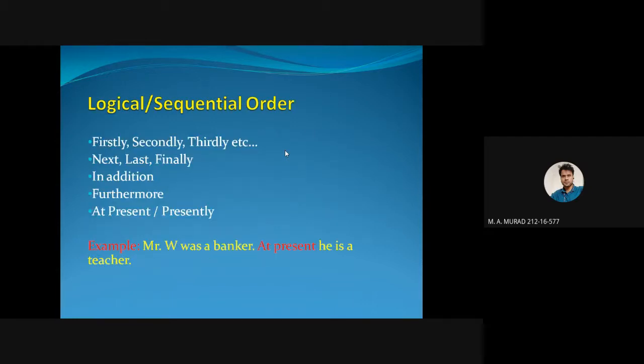The first topic is sentence connectors for a logical sequential order. To introduce clauses sequentially, we should use firstly, secondly, thirdly, next, last, in addition, furthermore, those words. For example, Mr. W was a banker. At present, he is a teacher. So the marked words, at present, are a sentence connector.